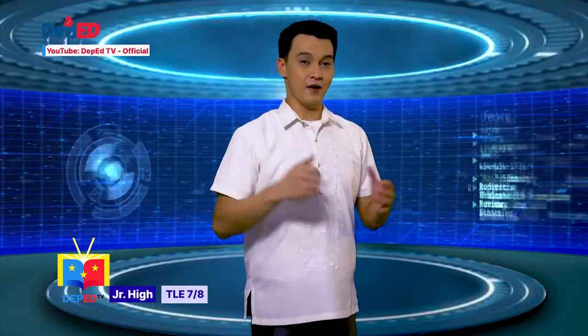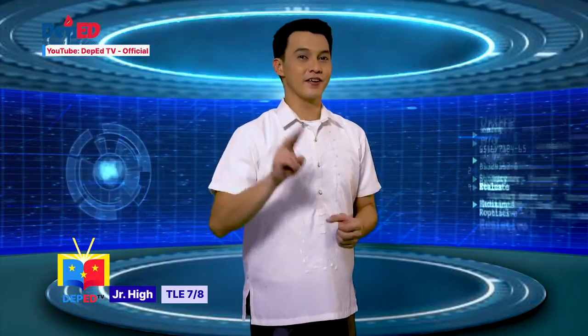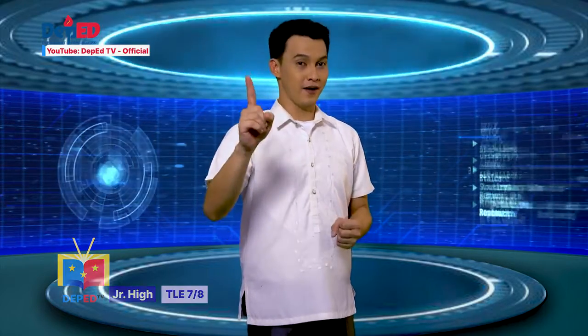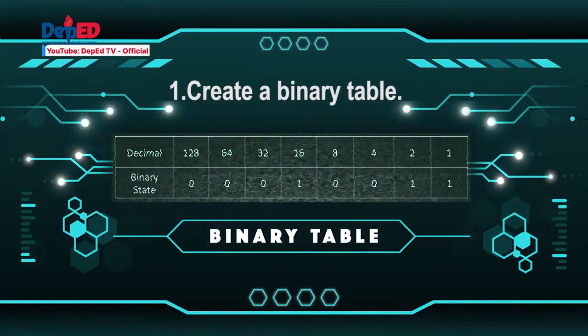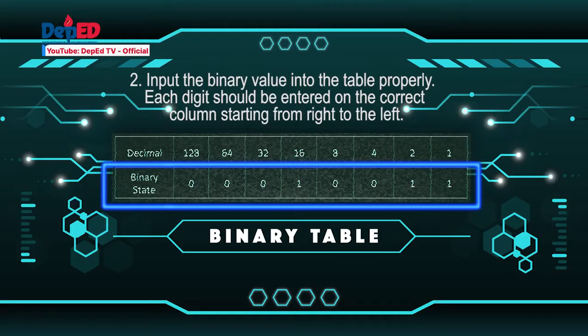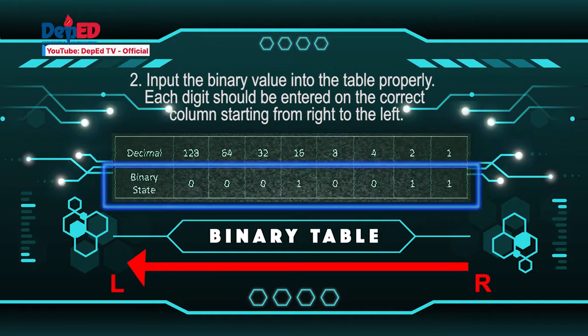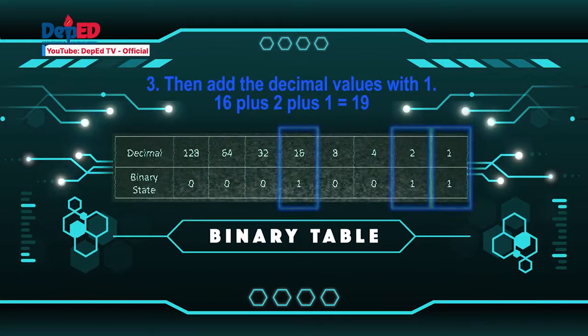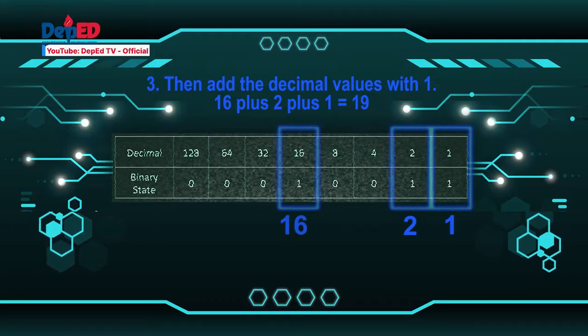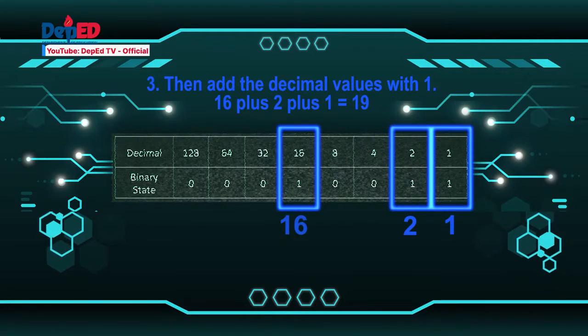How do we check if our answer is correct? There are 2 ways to check if the conversion is accurate. Method 1. Create a binary table. Input the binary value into the table properly. Each digit should be entered on the correct column starting from right to the left. Then, add the decimal values with 1. 16 plus 2 plus 1 is equal to 19.